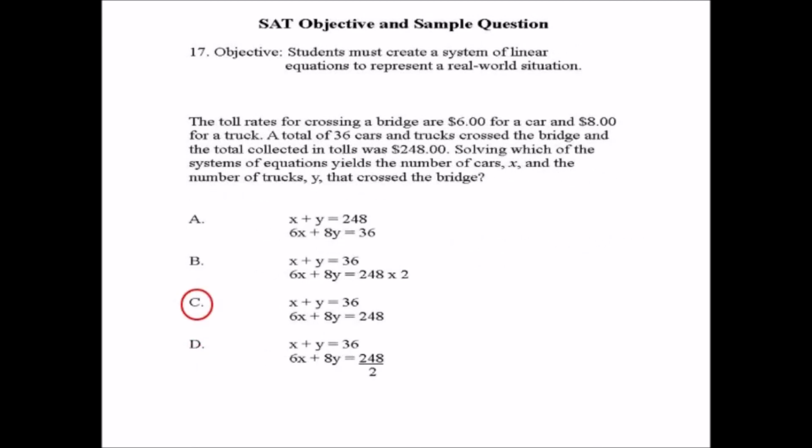And number 17, you have to know x plus y is equal to 36. That's the first thing. And then $6 for the rest. So 6x plus 8y would be equal to 248. That's the system of equations that you would be using. All the rest would be incorrect. Okay, and that goes straight back to the information they give you.